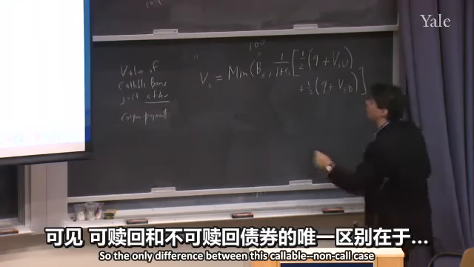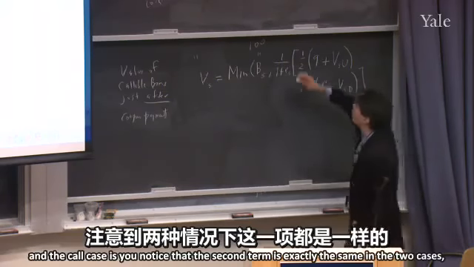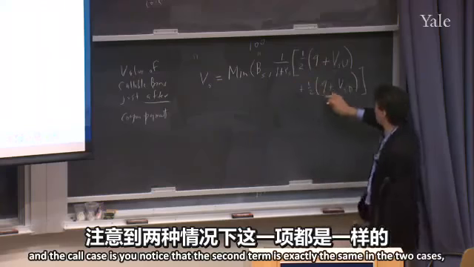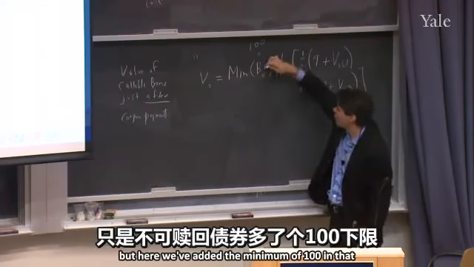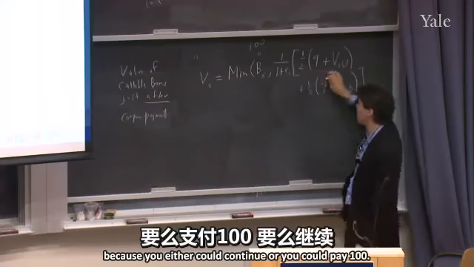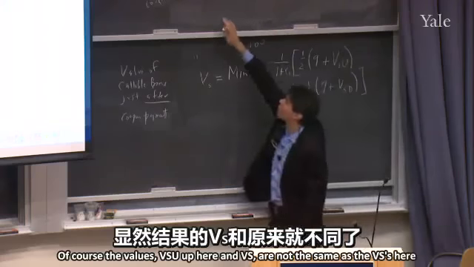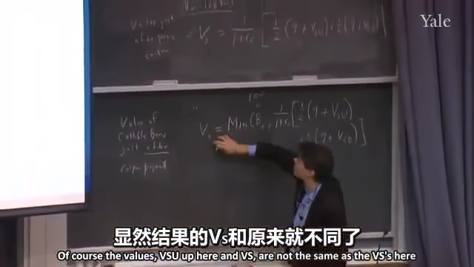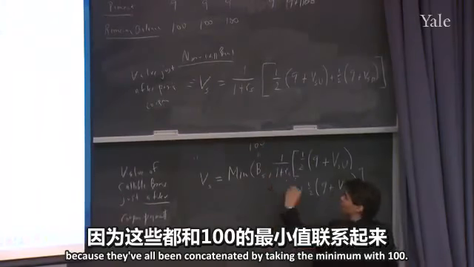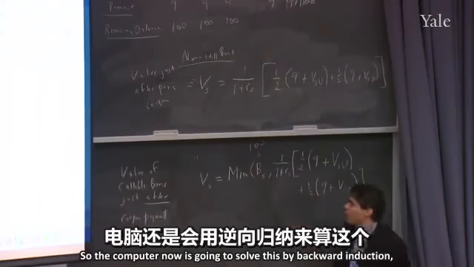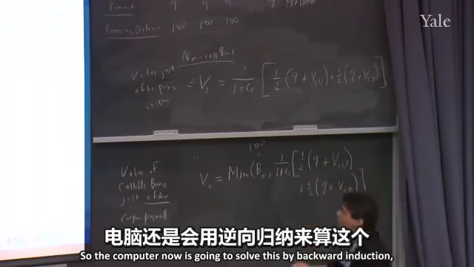Okay, so the only difference between the non-callable case and the callable case is that the second term is exactly the same in the two cases, but here we've added the minimum of 100, because you either could continue or you could pay 100. Of course, the values VSU up here and VS are not the same as the VS's here, because they've all been affected by taking the minimum with 100. So the computer now is going to solve this by backward induction.